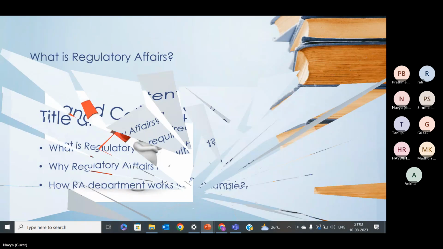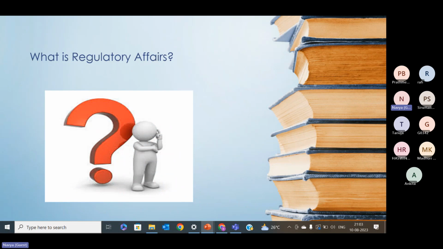Okay. Does anyone know what regulatory affairs is, or have any idea how it works? Yeah, it is a logistics department between a company, the market authorization holder, and the regulatory authorities, to get the product registered and approved in order to market it in a particular region or country. Yes, correct. So regulatory affairs is basically a link between a pharmaceutical industry and a health authority, where you want to register your product and then market it.